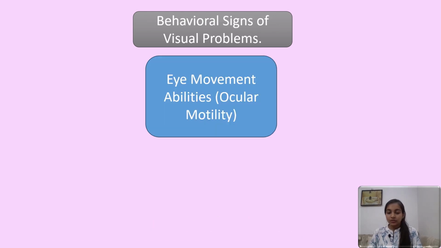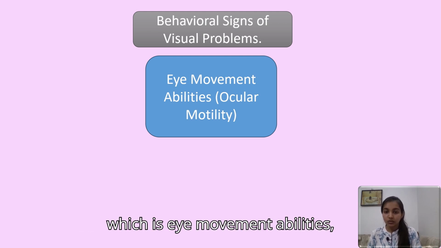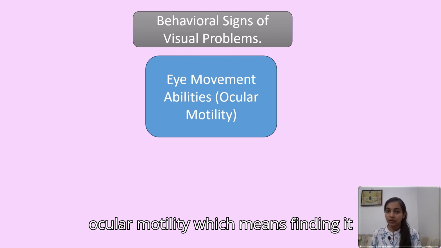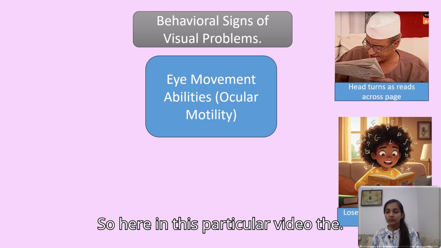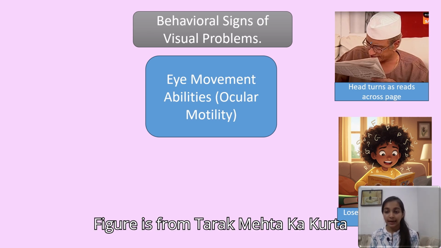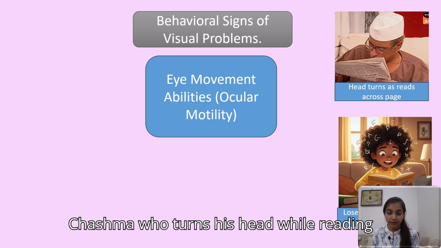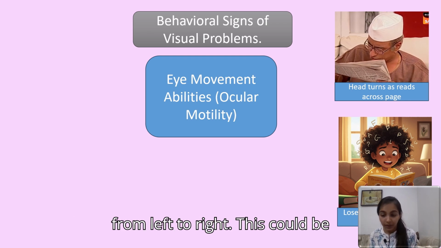So behavioral signs of visual impairment, which is eye movement abilities, ocular motility, which means finding it difficult to track or detect an object. So here in this particular video, the figure is from Tarak Mehta Ka Ulta Chashma, who turns his head while reading from left to right. This could be a reason for visual impairment.